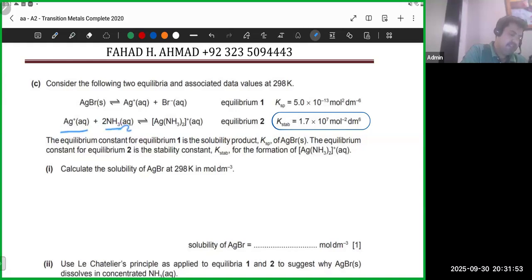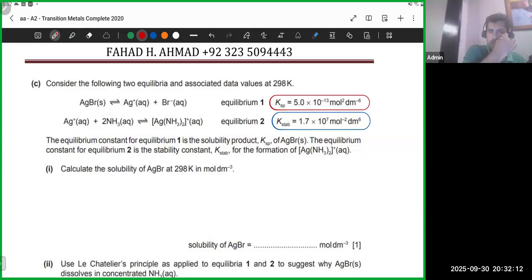And ammonia comes in, and now silver is with ammonia, and it's forming a complex. But anyways, the first one is about the solubility of AgBr, and you have to calculate the solubility of AgBr. And they've given us KSP. So this is from the last chapter.